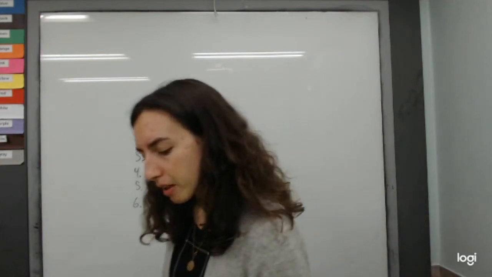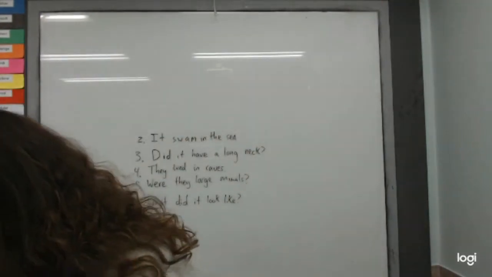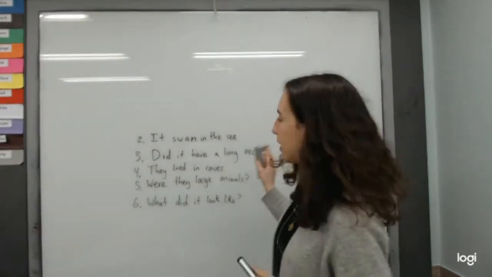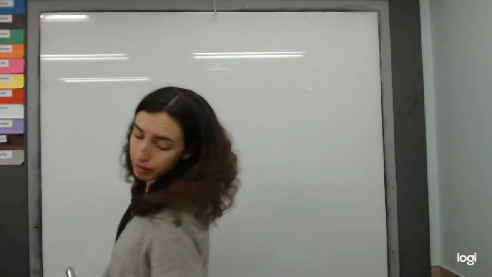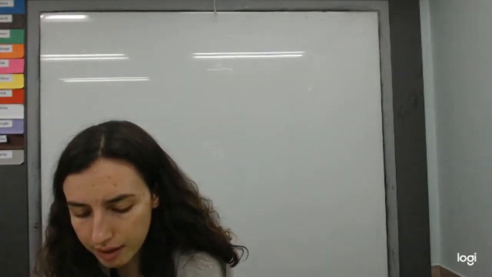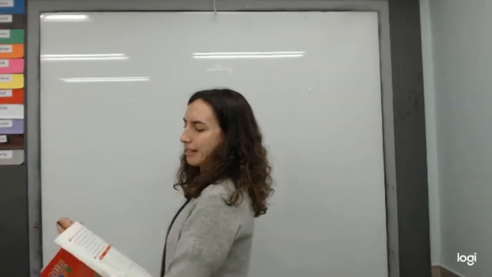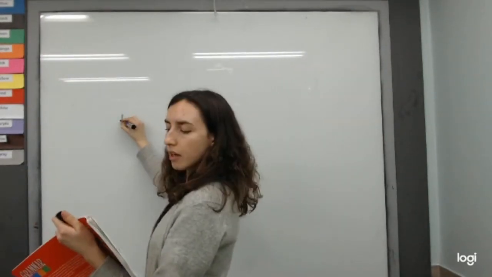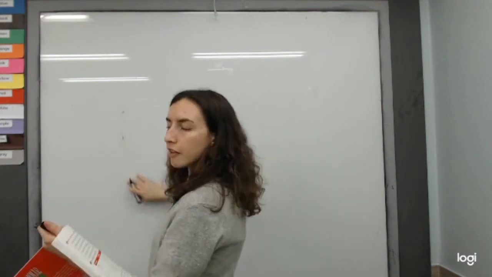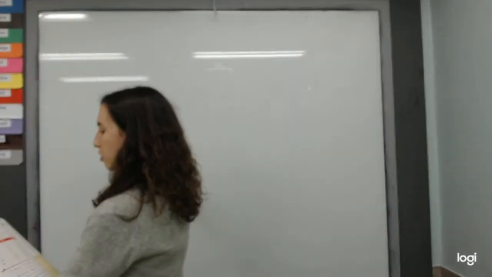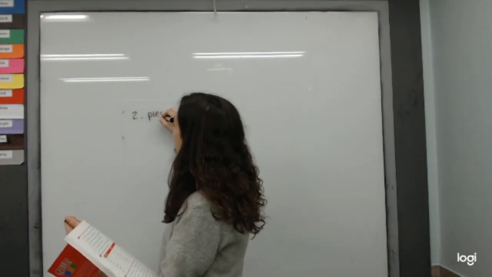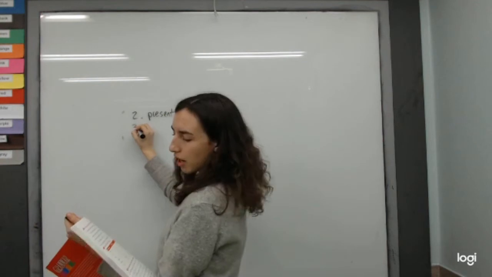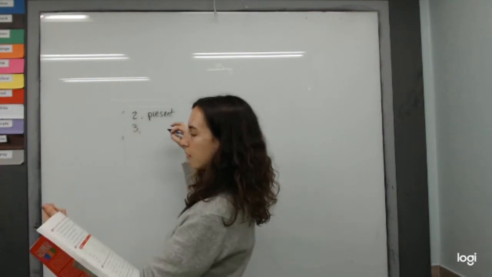Okay, so let's go to the next page. On the next page, we see sentences that are present tense or past tense. We have to choose. Number 1, some dinosaurs were very large. This is past tense. Number 2, giraffes have long necks. Have is present tense. Number 3, there were mountains and volcanoes.